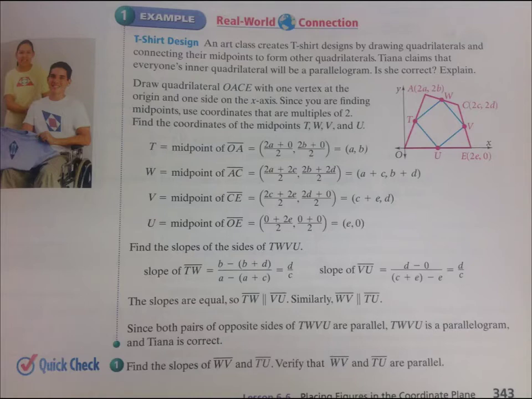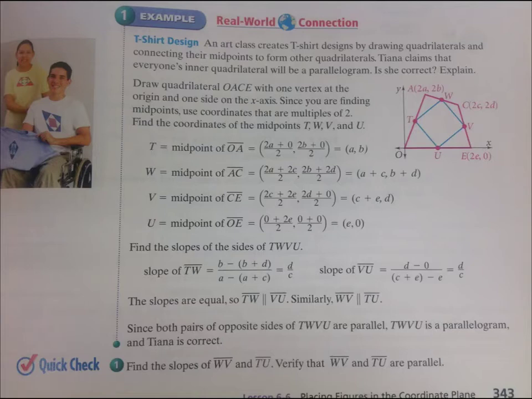Next, we're going to find the midpoints of all four sides of our quadrilateral. How do you find the midpoints? Well, midpoint formula tells you to add up your x's, divide by 2, then add up your y's and divide by 2. Now first I would like to point out that the coordinates of our original quadrilateral, the red one, are all multiples of 2. You can see the coordinates of A is the ordered pair 2a, 2b, and so on.